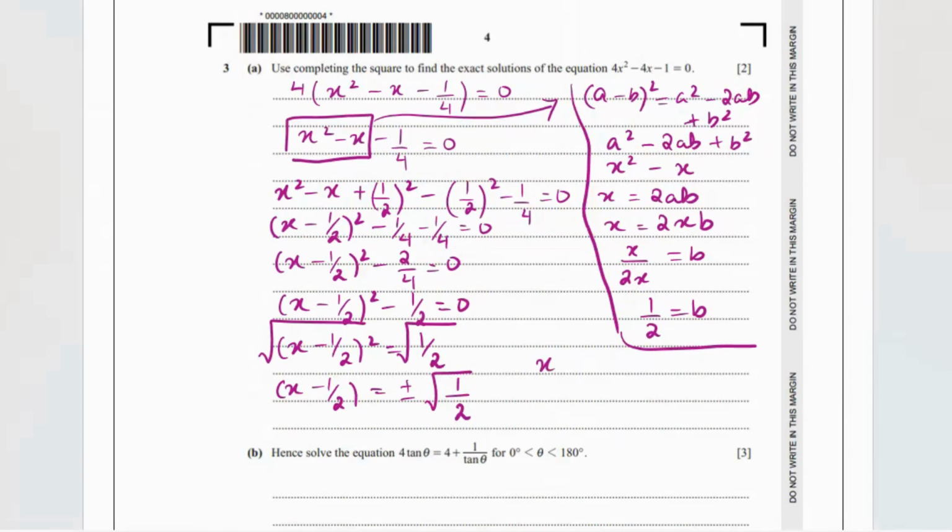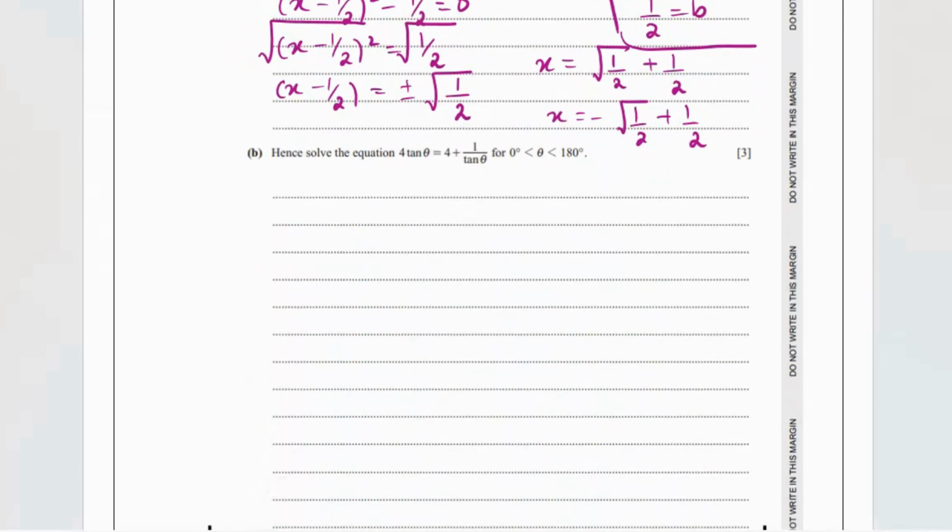So one value of x is going to be positive root 1 over 2 plus 1 over 2. And the other is going to be negative root 1 over 2 plus 1 over 2. Since they wanted exact solutions, we don't convert it into decimals. So these are the exact solutions of the given quadratic equation.